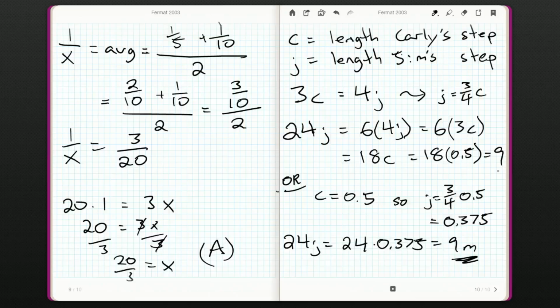Either way you did it is fine. If you had even a third way of doing it, that's great too. Some people can just look at this equation up here and say however far Jim goes is 3/4 of how far Carly would go in that distance, and then you could do 3/4 times 24 times this equation, and you get the 18C again. You could probably find another way to do it.